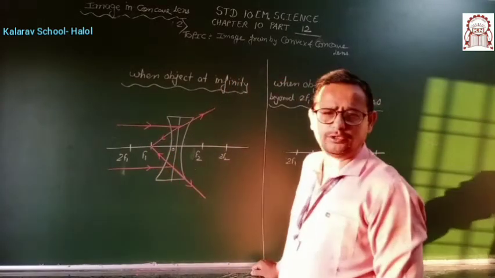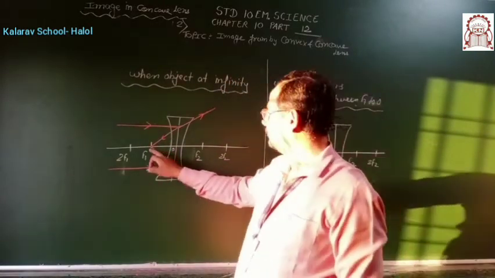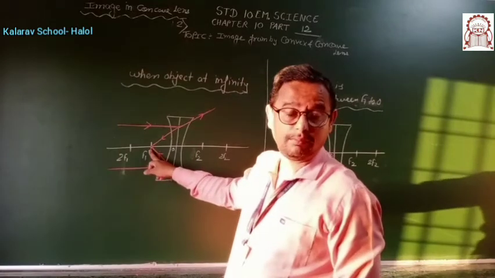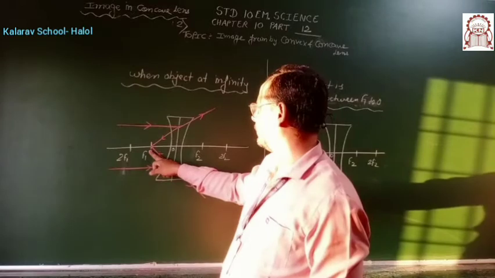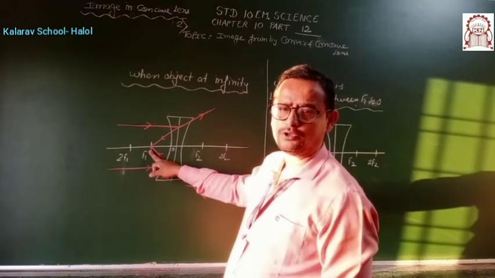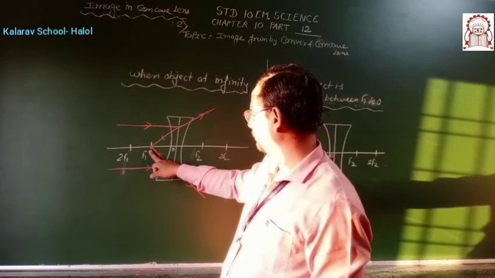And how will the image be? This image will be virtual, erect, and much smaller than the object, point size. Is it clear?